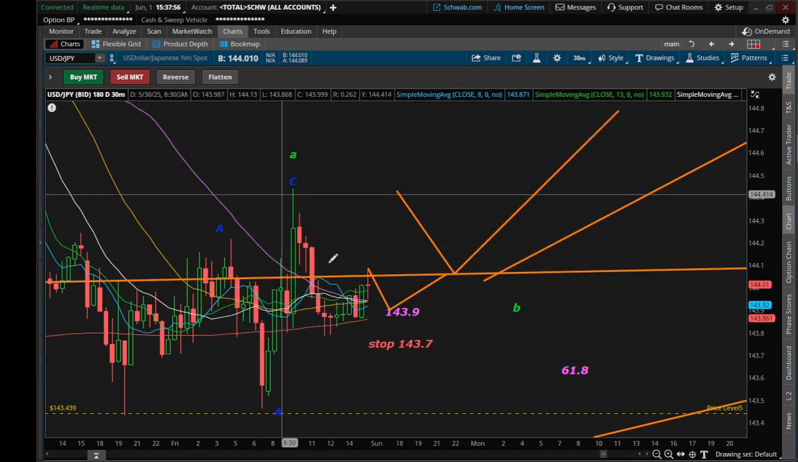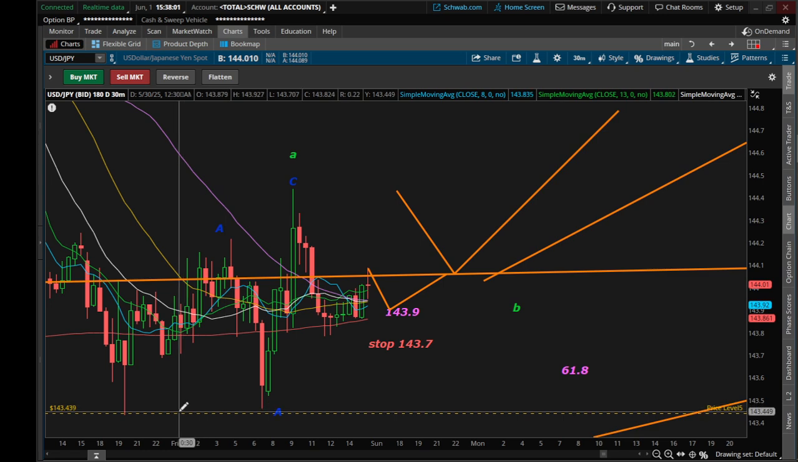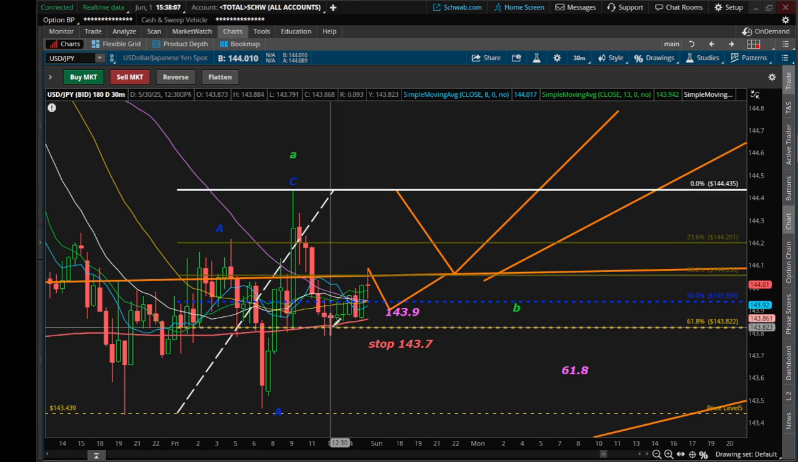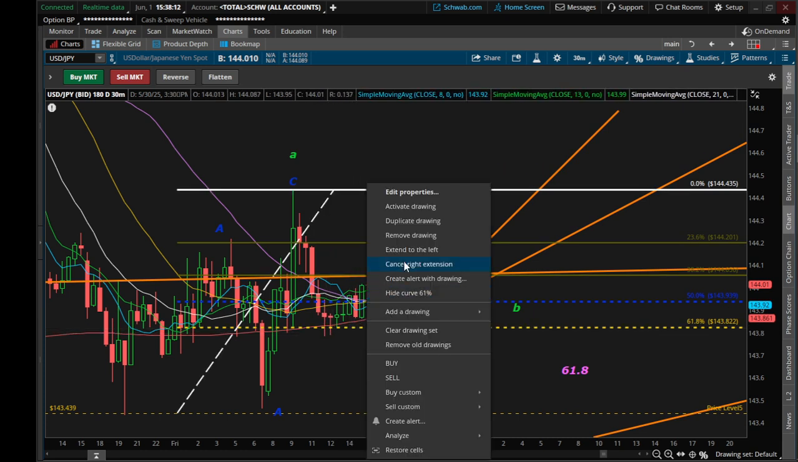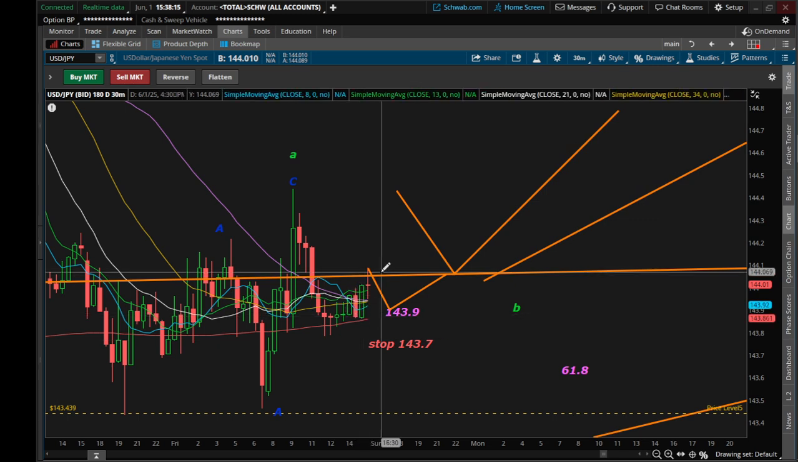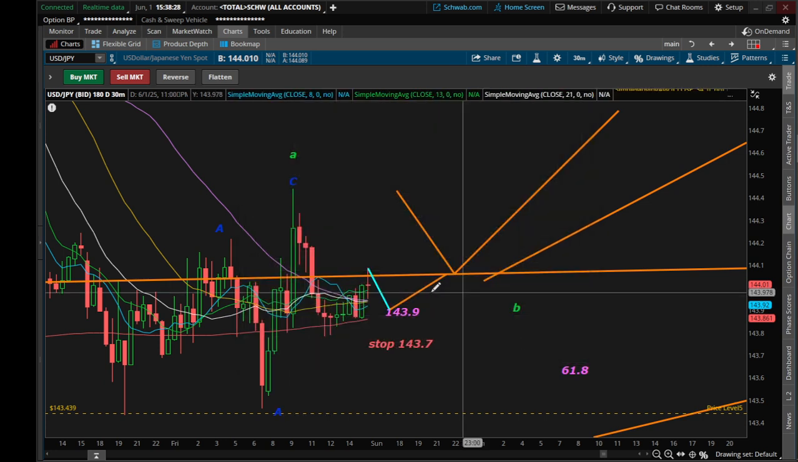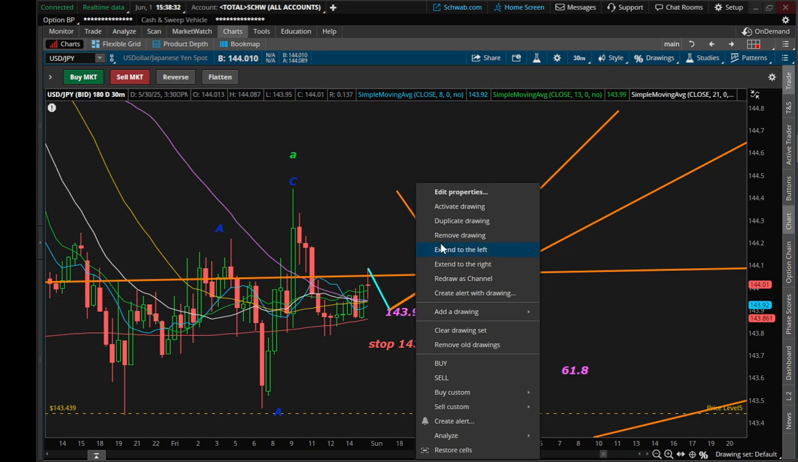So ABC here, we have our pullback at 61.8 here, I believe. Yes, you can see that right here. It went past it just a little bit, but that's close enough for me. All right, and now we've continued our move up. Okay, now here's 2 possible scenarios. I'm going to put this one in blue. I don't want to do green or red because they're really both going to be bullish scenarios.